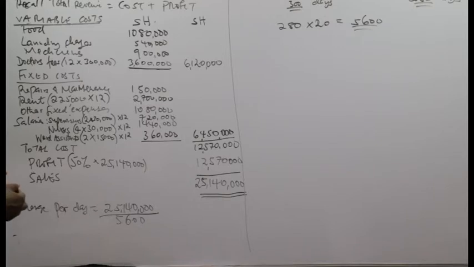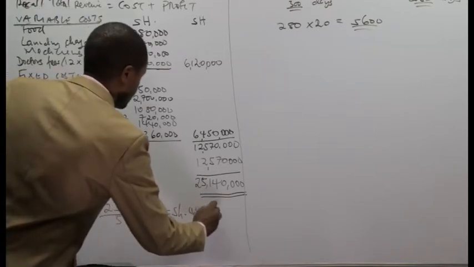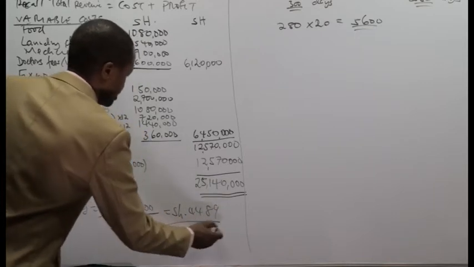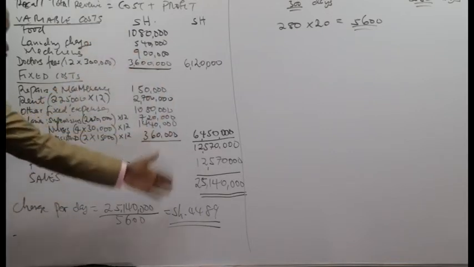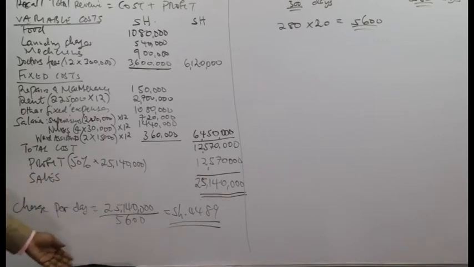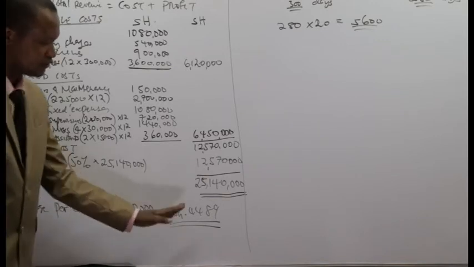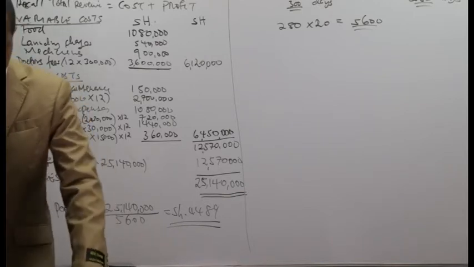So I have here 44.89 shillings. So each patient was charged 4,489 per day. We have aggregated the total cost, then we have divided by the number of patient days. So each patient was charged 4,489. Okay, that is part one of that question.